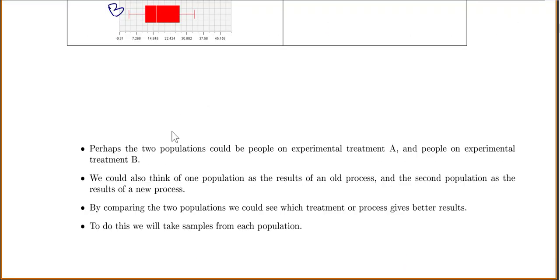So a little bit more about why you would want to compare two populations. Perhaps the two populations could be people on experimental treatment A and people on experimental treatment B. So you want to compare two different drugs, or maybe you have an old process and a new process and you want to compare them and see which one is better. So we want to compare our two populations to see which treatment or process gives better results. And to do this, we're going to take samples from each population.